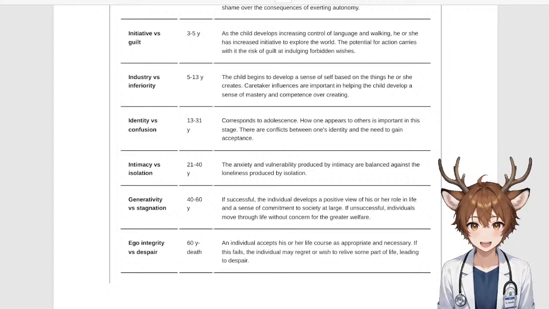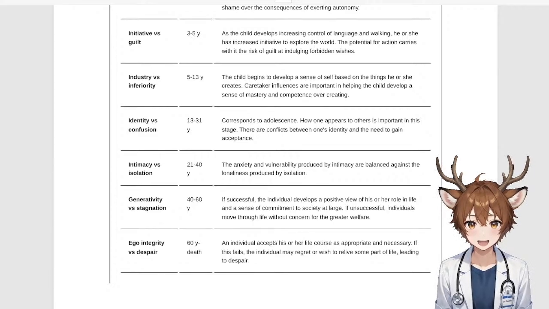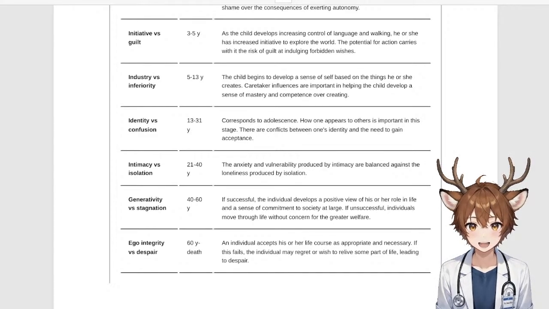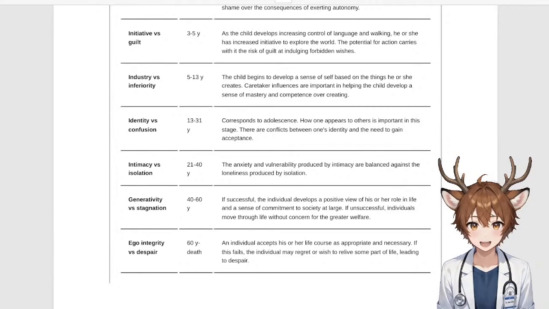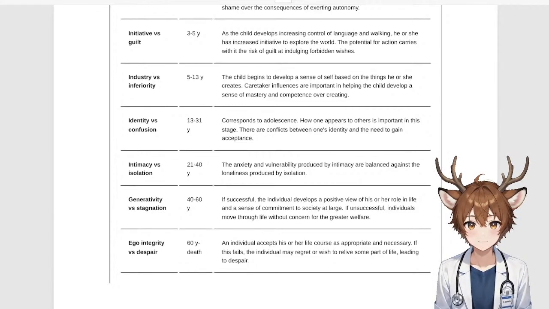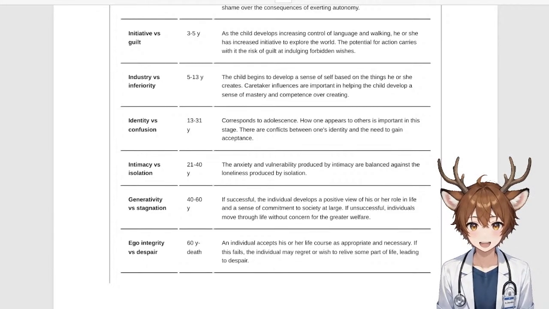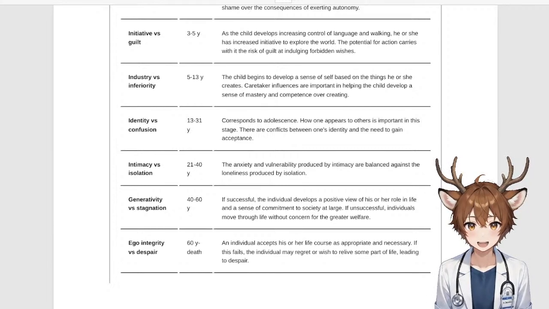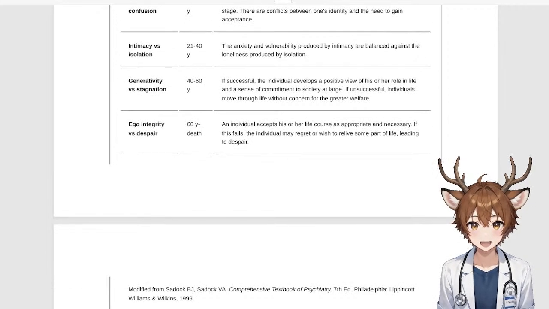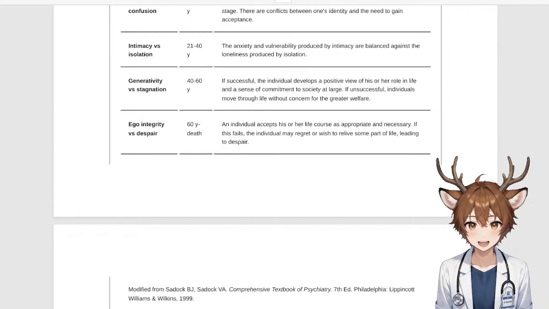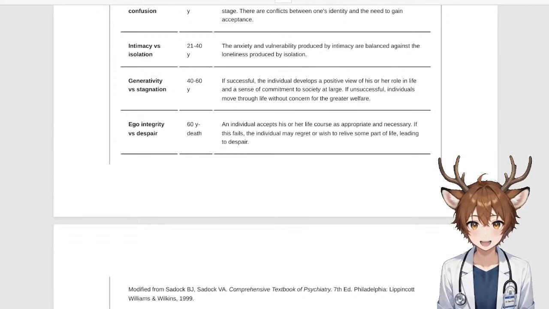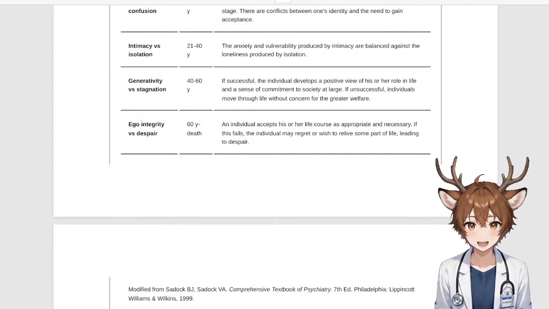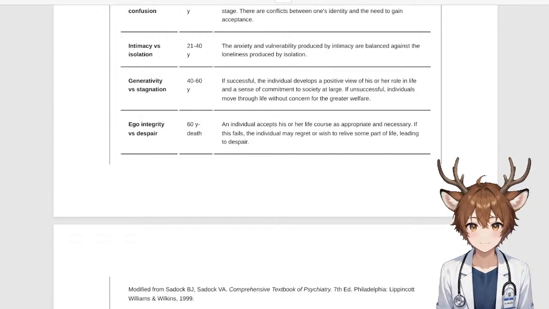If successful, the individual develops a positive view of his or her role in life and a sense of commitment to society at large. If unsuccessful, individuals move through life without concern for the greater welfare. Ego integrity versus despair. This is between 60 and beyond until death. An individual accepts his or her life course as appropriate and necessary. If this fails, the individual may regret or wish to relive some part of life, leading to despair.